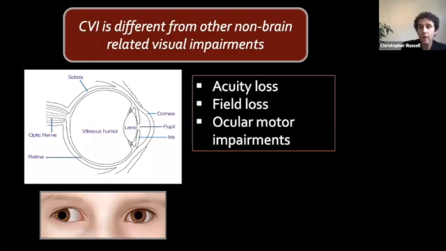And for the most part, we're basically looking at, for ocular visual impairments, issues of acuity loss, issues of field loss, or the unique impact of ocular motor impairments, whether it's strabismus or amblyopia or something else, right? So we can kind of guess what's going on there. We really can't do that with CVI.